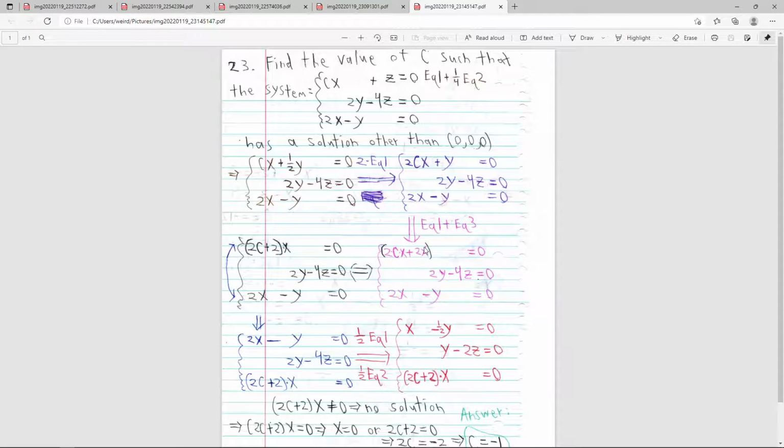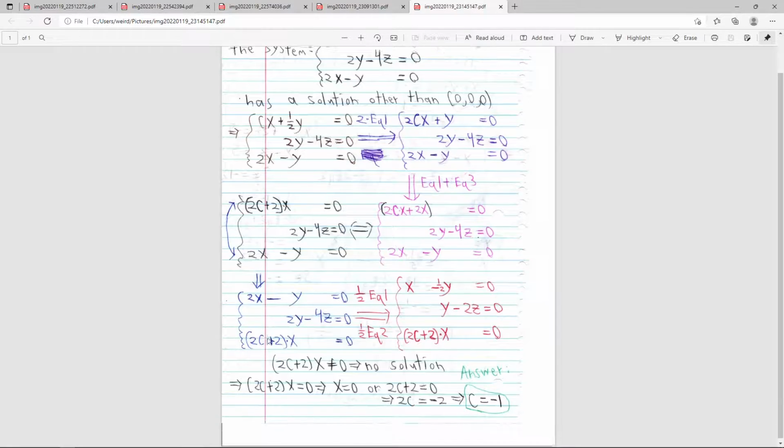Which gives us 2 times cx. So equation 1 plus equation 3, because it's 2x minus y equals 0. What it becomes is it just gets rid of the y, so it's just 2 times c times x plus 2x. So 2cx plus 2x. And we can rearrange this to be just 2c plus 2 times x. So it's basically x times 2c plus 2. Distribute it out to x basically.